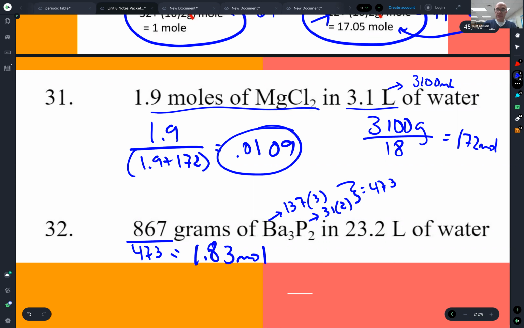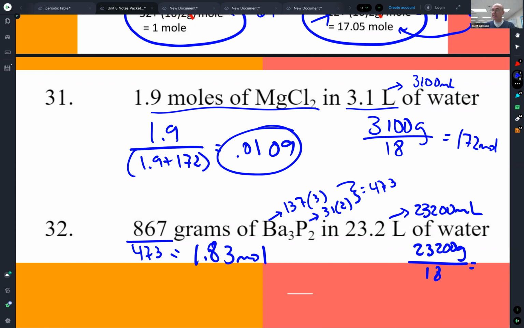Now my water's 23.2 liters. That means I got 23,200 milliliters. That's the same thing as 23,200 grams. I divide that weight by 18, the weight off the periodic table. 23,200 divided by 18 is 1,288.9 moles. That's a lot.